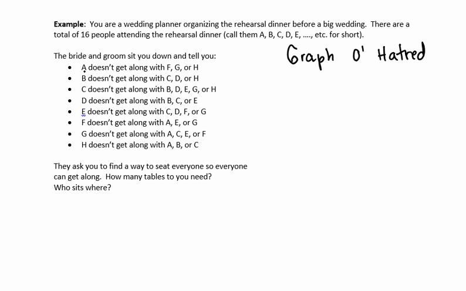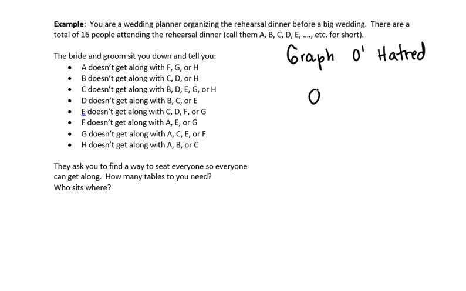So what we would like is for A to not have to sit at the same table as F, G, or H because A doesn't get along with them and it's just going to make everybody difficult. And they say, can you please find a way to sit everyone so that they can get along? How many tables are you going to need? And where do we tell them that they're going to sit?